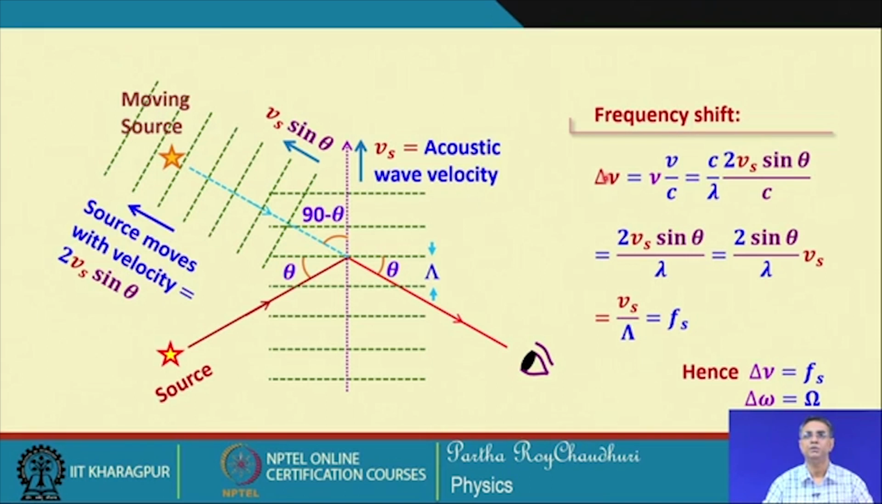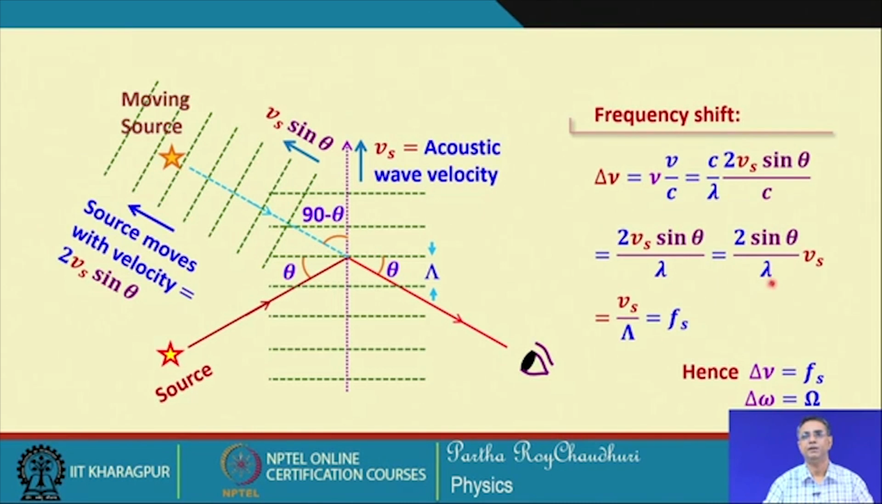So, delta nu by nu was equal to v by c. So, delta nu equals nu times v by c. Nu, the frequency of the optical wave, can be written as c by lambda, and v, the velocity of the moving source, is twice V s sin theta, divided by c. This c cancels, and you get twice V s sin theta by lambda, which is equal to 2 sin theta by lambda into V s.